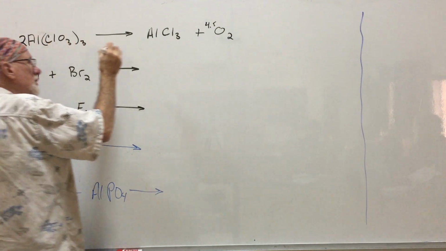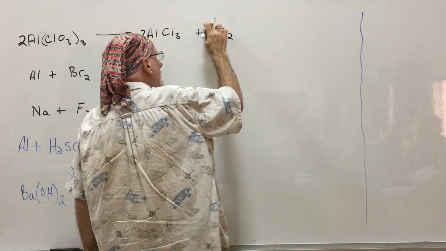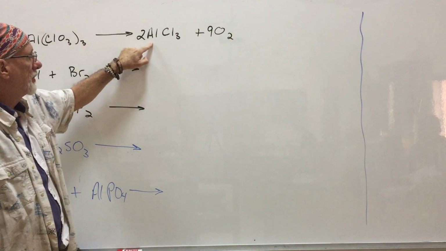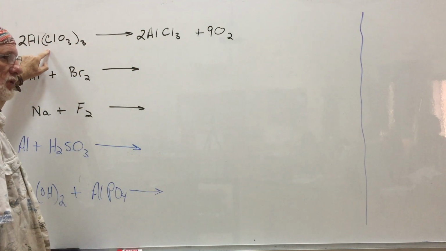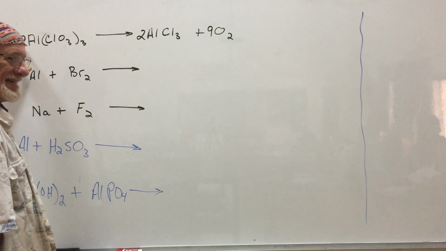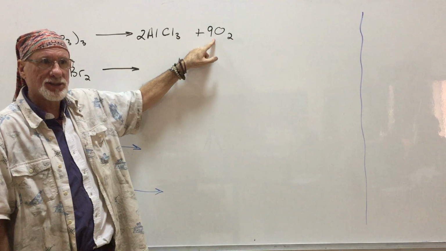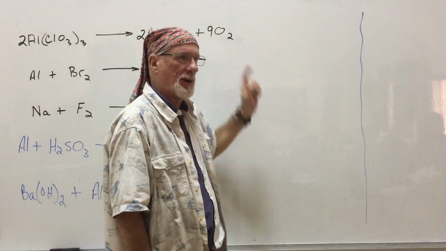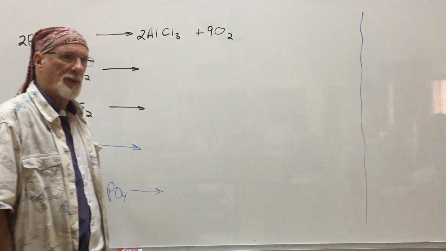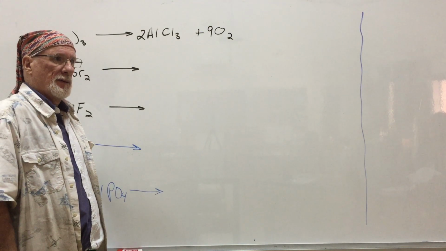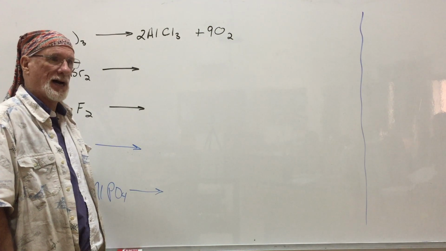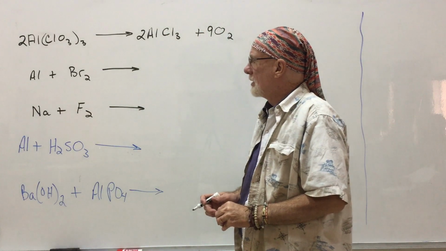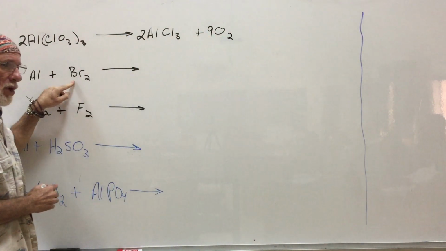So this becomes 2, 2, and this becomes 9. Correct? Easy? So let's see, 2 aluminum, 2 aluminum. 6 chlorines, 6 chlorines. 9, 18 oxygens, 18 oxygens. Clear? Remember we did that a little bit when we did combustion equations, where we balanced in terms of an odd number of oxygen molecules, then we simply doubled everything. Remember that?